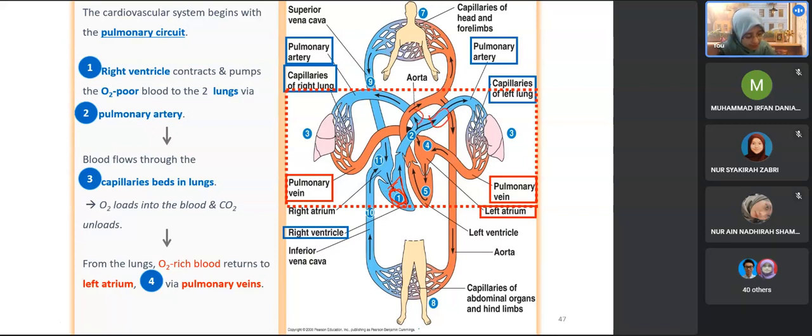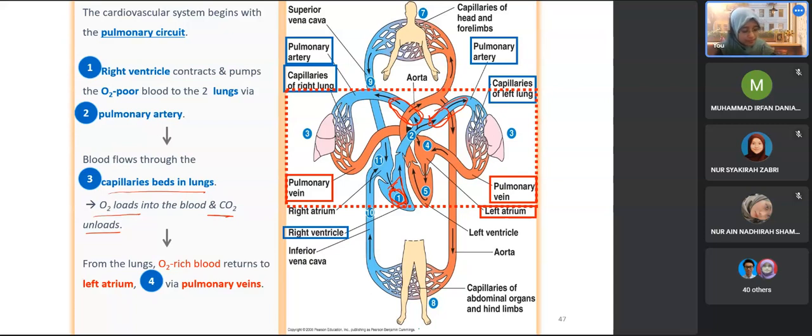Yang ini dengan yang ini adalah pulmonary artery. Okay, pulmonary artery from the right ventricle to the pulmonary circuit, to the lungs. So the blood flows through the capillary bed in the lung, where oxygen from the alveolus, blood capillaries surrounding the alveolus, the oxygen will load into the blood capillaries, and then the carbon dioxide will unload from blood into the alveolus. Oxygen from the alveolus into the blood capillaries.